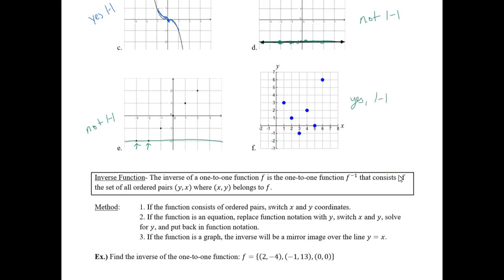This is one-to-one. So for a function to have an inverse, it must first be one-to-one, and that's why we care whether or not a function is one-to-one. We can't find a function's inverse if it's not one-to-one.